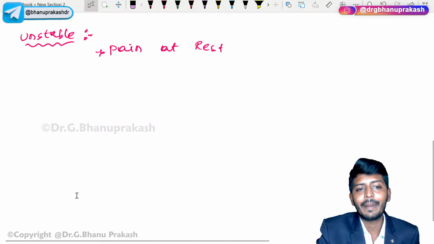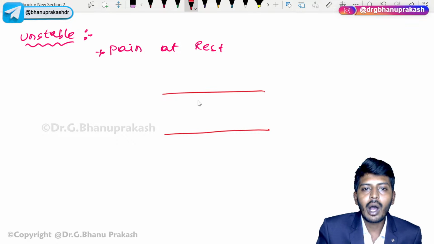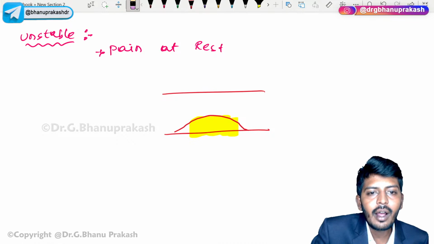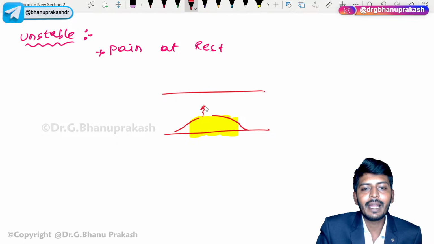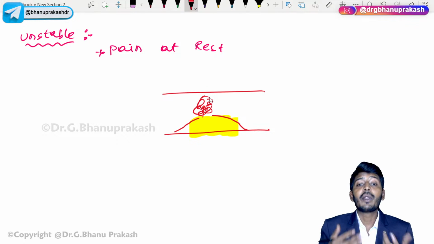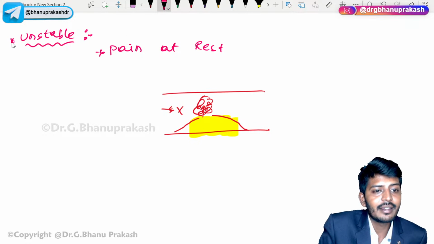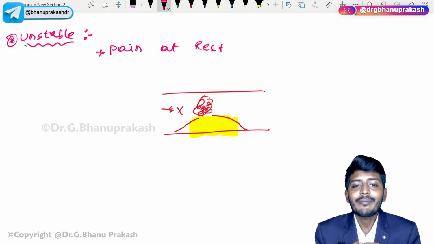So what is exactly happening in unstable angina? Let's understand. Consider this is a blood vessel. Already I told you there was a plaque present, of course, coronary artery disease. Now once there is a rupture of this plaque, it will cause clots to form. There is a thrombus or clot, and during this time the blood supply will be impaired or lost. If there is a lack of blood supply, the patient will get chest pain. That is unstable angina, where the patient has pain even at rest. So this is the story of your unstable angina.